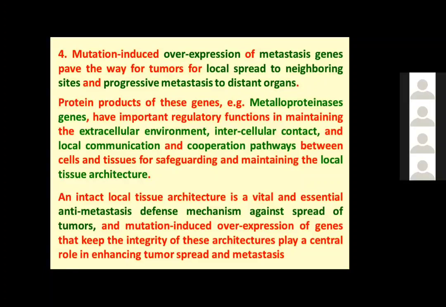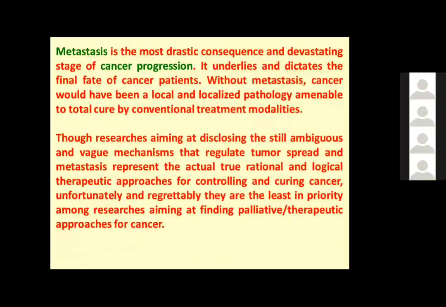This is the significance of mutations in these metalloproteinases. When metalloproteinase genes get mutated, then they lose some of their functions. They lose this ability to keep intact local tissue architecture. And this is important for paving the way for spread and metastasis of malignant cells. عشان كده this is one of the important complementary mechanisms in carcinogenesis, which plays a central role in enhancing tumor spread and metastasis. Metastasis is the most drastic consequence and devastating stage of cancer progression.